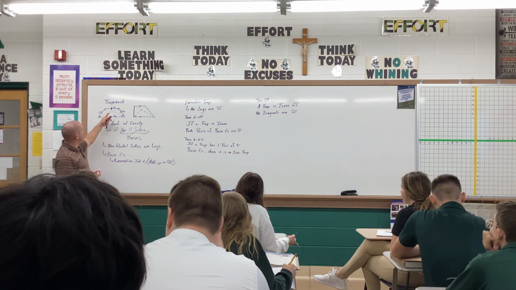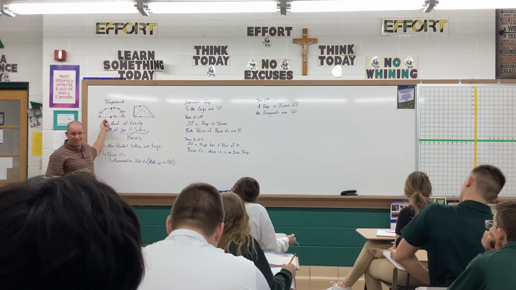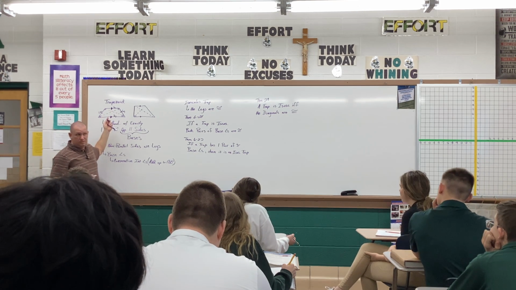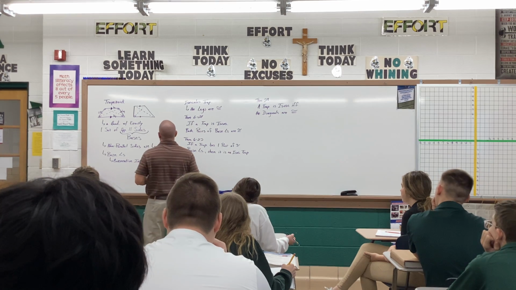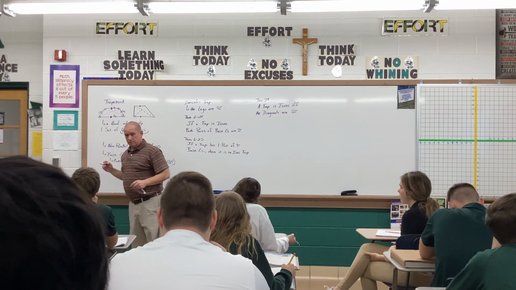That's what it's saying. So if they show you that those diagonals are congruent, then automatically they have an isosceles trapezoid. And that's what that isosceles one is, where my legs are congruent. Okay?